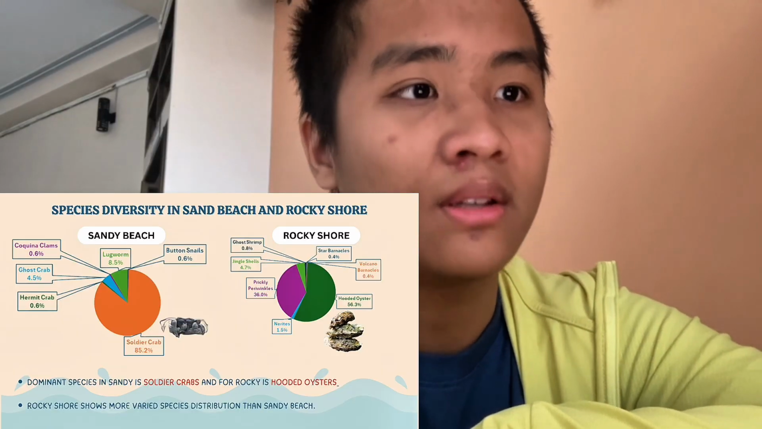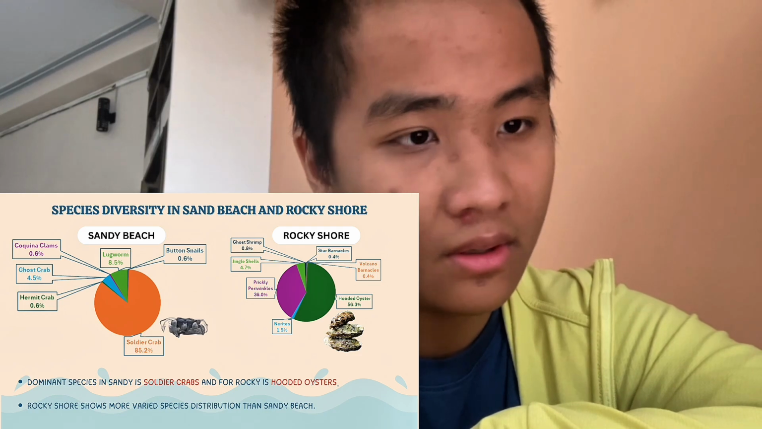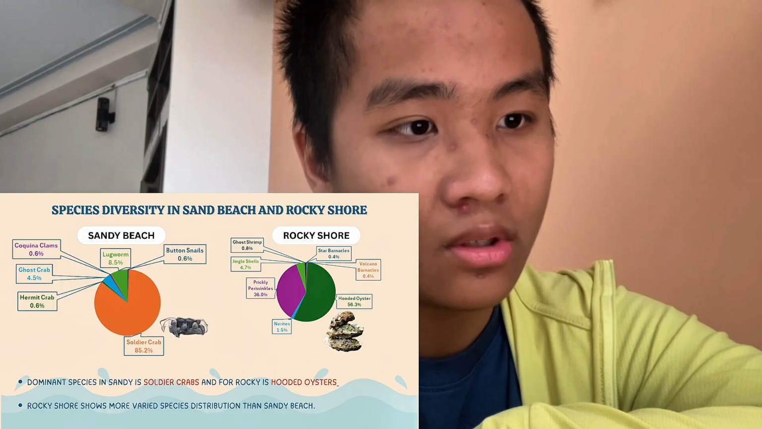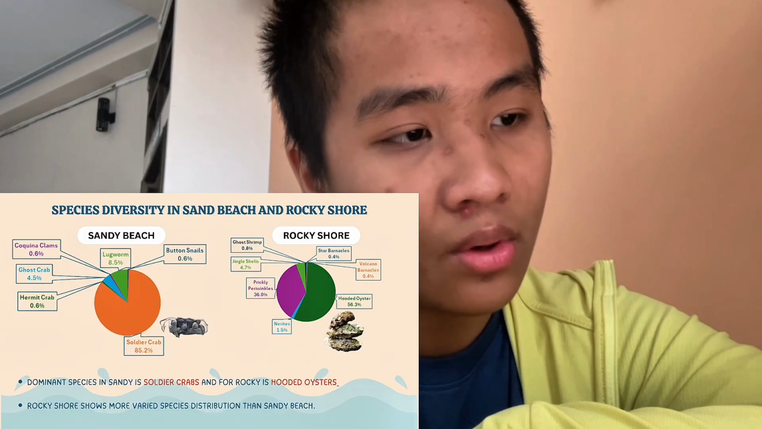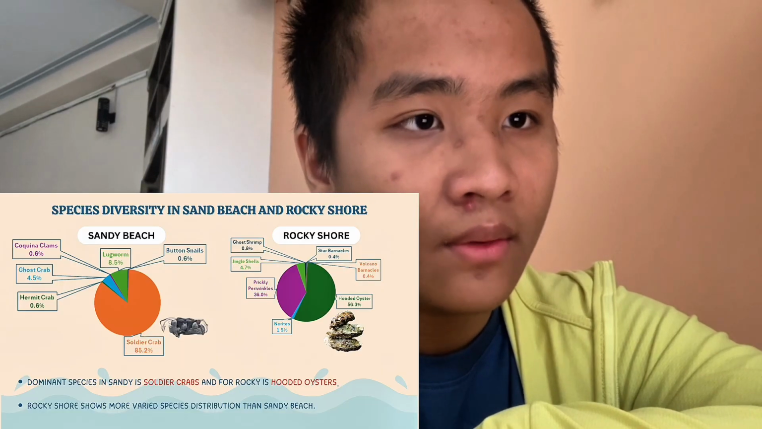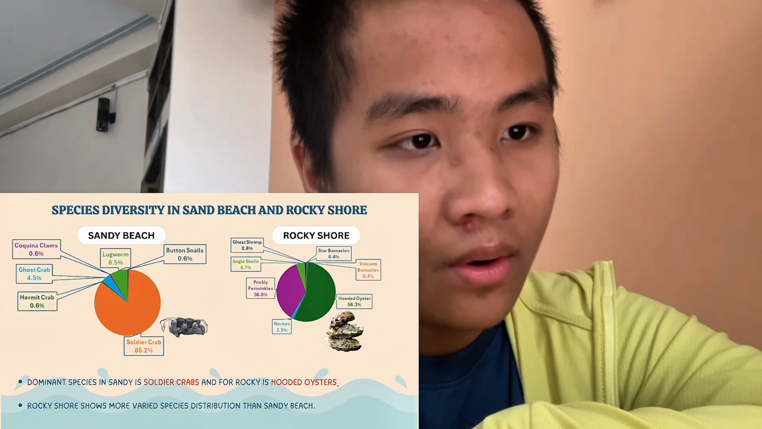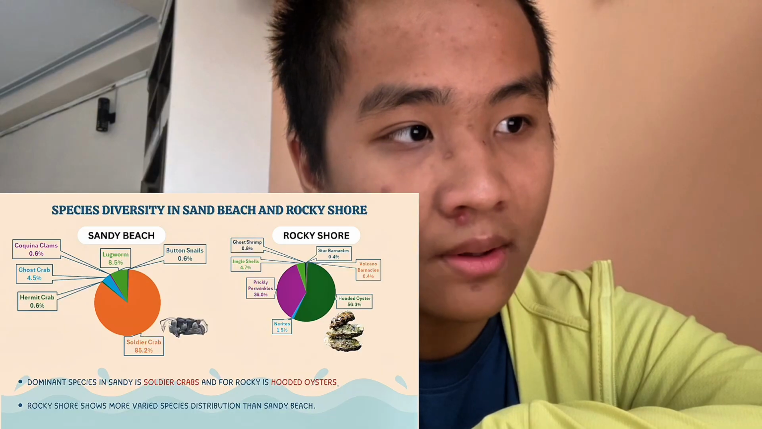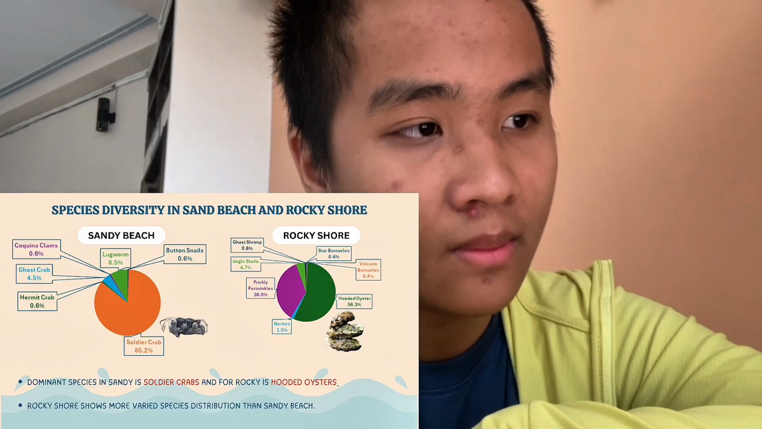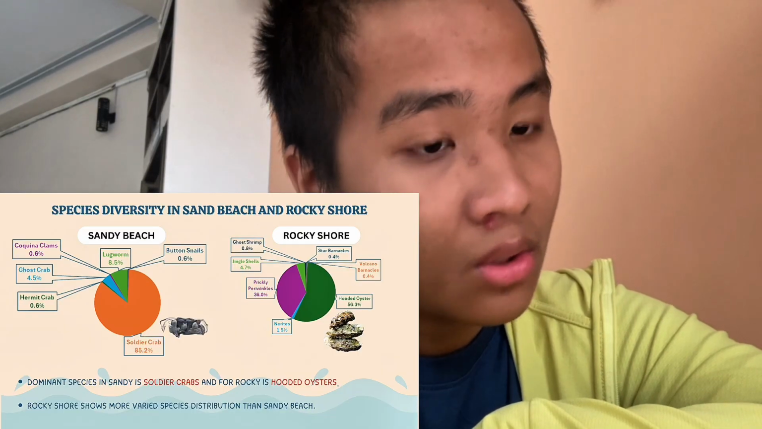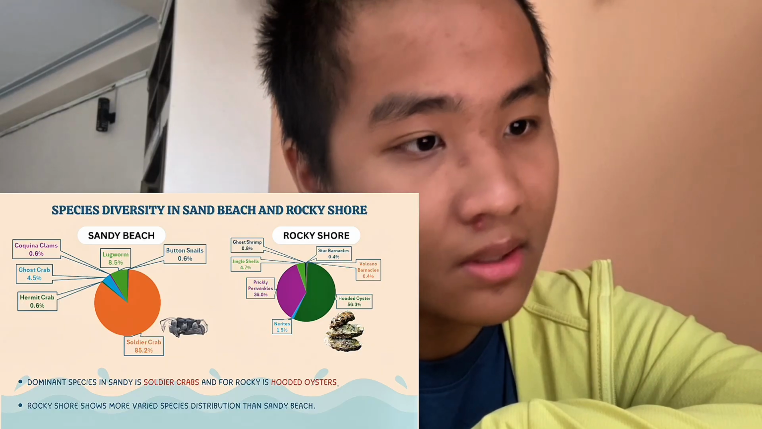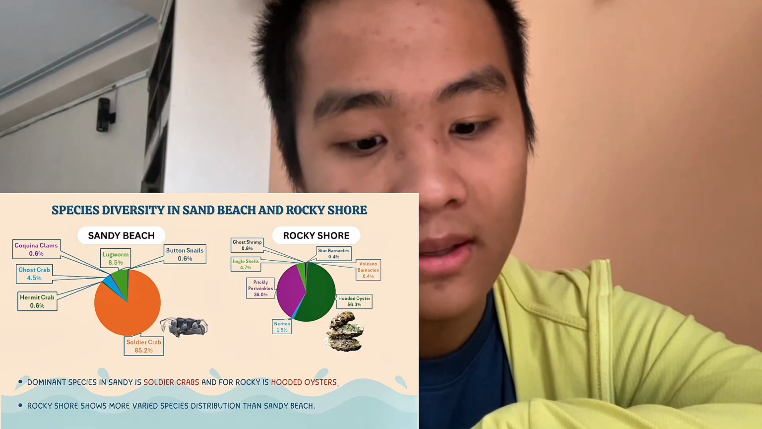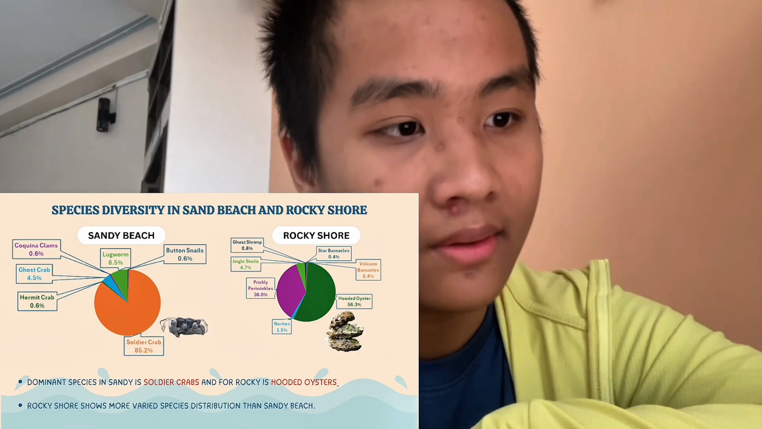Species diversity between the sandy beach and the rocky shore obviously differs. For sandy beach, the absolutely dominant species are soldier crabs, and for the rocky shores, they're hooded oysters. However, for the sandy beach, over 85% of the species found were soldier crabs, while on the rocky shores, the hooded oysters only took up 56%. The rocky shore showed a much more varied species distribution than the sandy beach. This means the rocky shore has significantly higher biodiversity than the sandy beach.